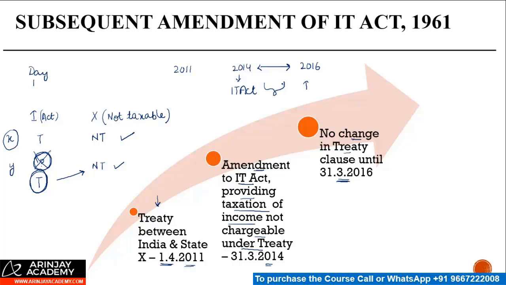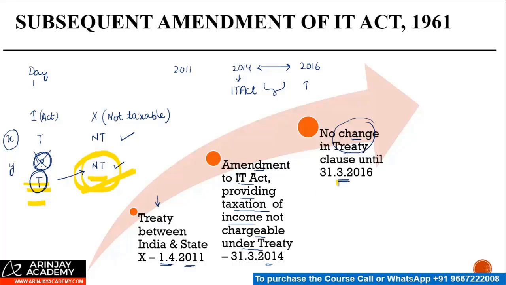For this period, if there is no change in the tax treaty, then again the same principle applies, which is that the provision of the Act or the treaty, whichever one is more beneficial, shall apply to the assessee. In this case, since the income is not taxable under the treaty, they can claim non-taxation of such income, right?